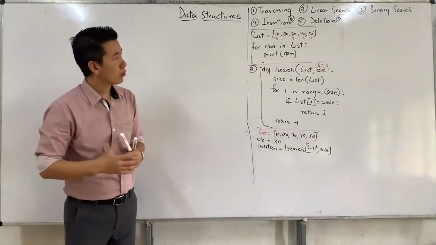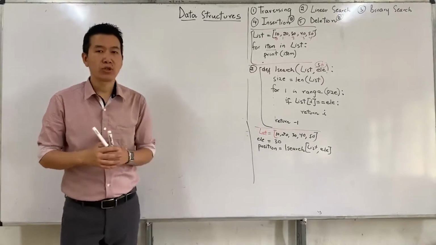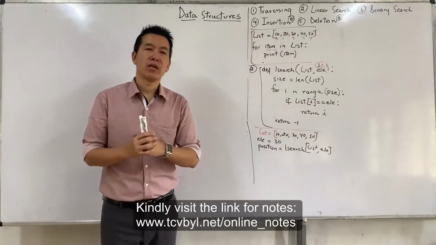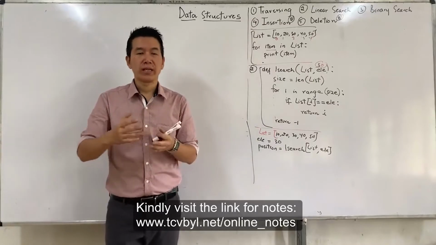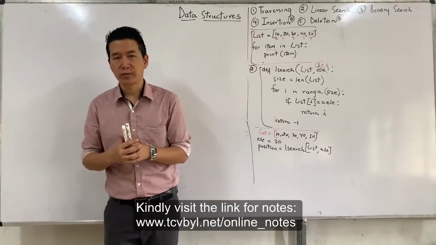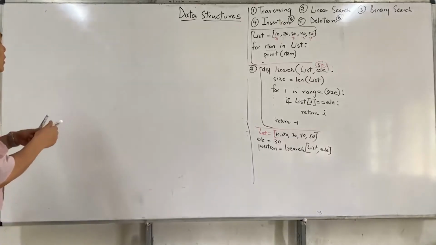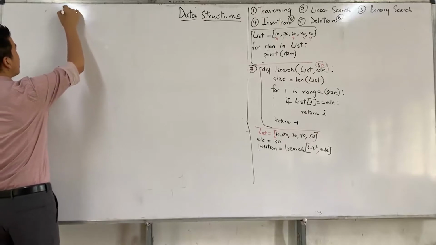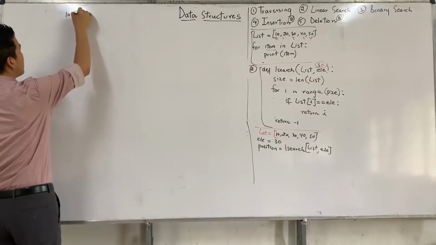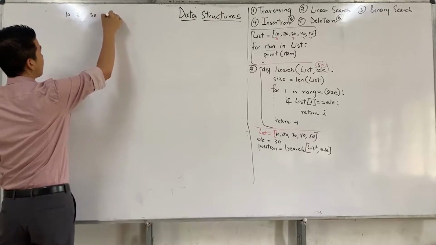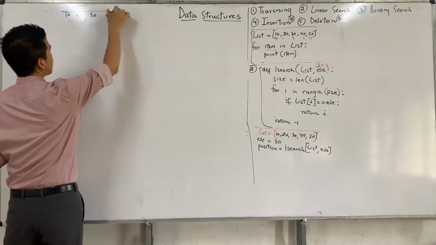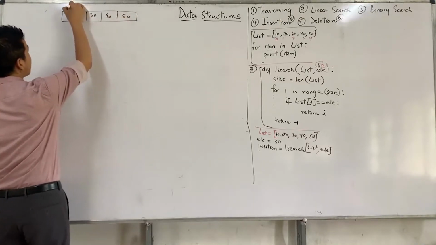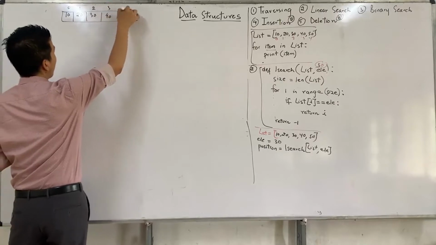So the next program will be the insertion. We'll be using two techniques. The first one is the traditional approach, and the second is the Pythonic way. I'll be having a list like this: 10, 20, 30, 40, and then 50, and the indexes will be 0, 1, 2, 3, 4.